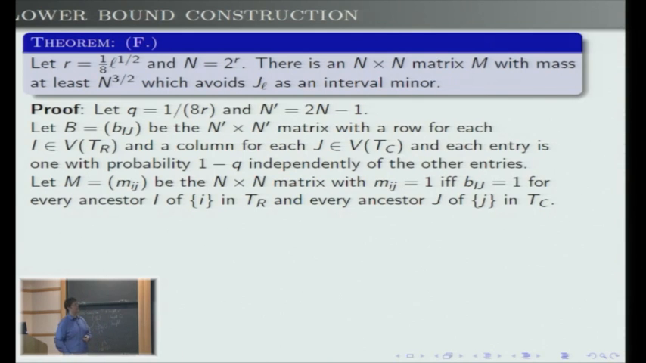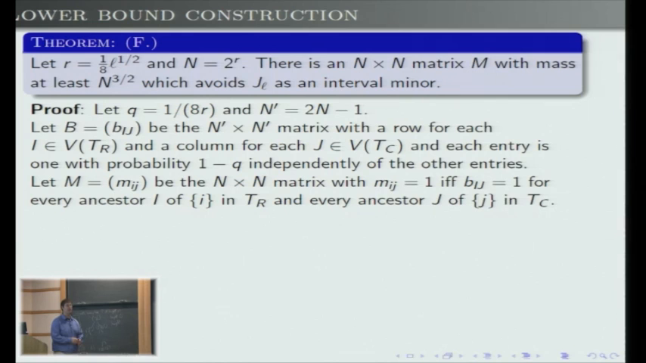So we're going to now make an N by N matrix M. B was N prime by N prime, and the N by N matrix M is going to have MIJ equal to 1. So I will end up being a leaf of TR, and J is going to be a leaf of TC. And you're going to make MIJ 1 if all of the ancestors of I, and there's R plus 1 of them, and these are precisely the intervals that contain I, all of them make a 1 with all of the ancestors of J, and there's R plus 1 of those in B.